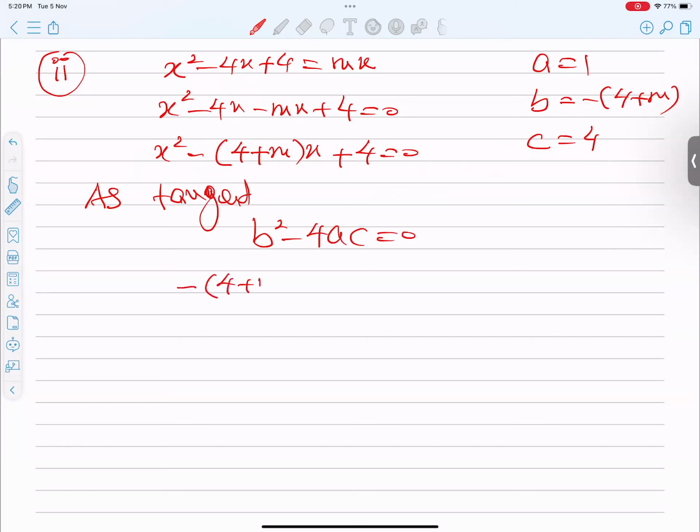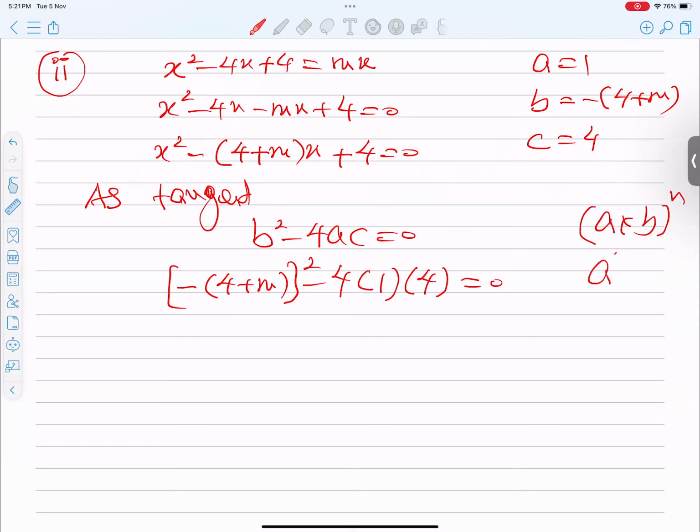negative (4 plus m) whole squared. And the A value is 1. The C value is 4. According to the rule (ab)^n, n goes to both values separately, a^n and b^n. So this power 2 goes on minus 1 separately and on 4 plus m separately. And this is 1, so you can write it or not, no problem. I get (4 plus m) whole squared, and this becomes 16.